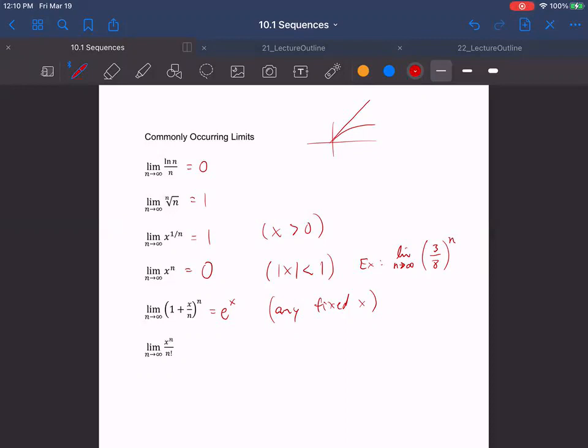Okay, and then this last one, fixed x again. What gets bigger faster, something to the n power or n factorial? So this will be 0. Any questions on that?